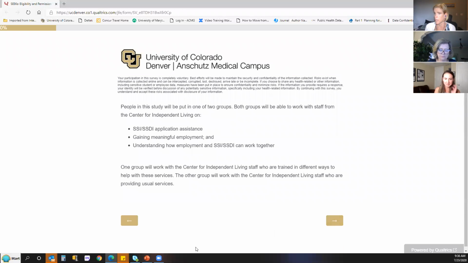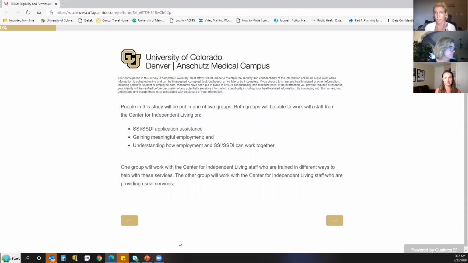So if you think that this might be of interest and you'd be willing to get contacted, you should also know that if you join the study, in addition to giving us information every 6 months, you would also work with the staff at our Center for Independent Living, which you could still do even if you're not in the study. But if you're in the study, you get assigned to one of two groups. You could be in the group that works with staff who are trained in new ways to offer services, or staff who are using the traditional ways that we offer services.